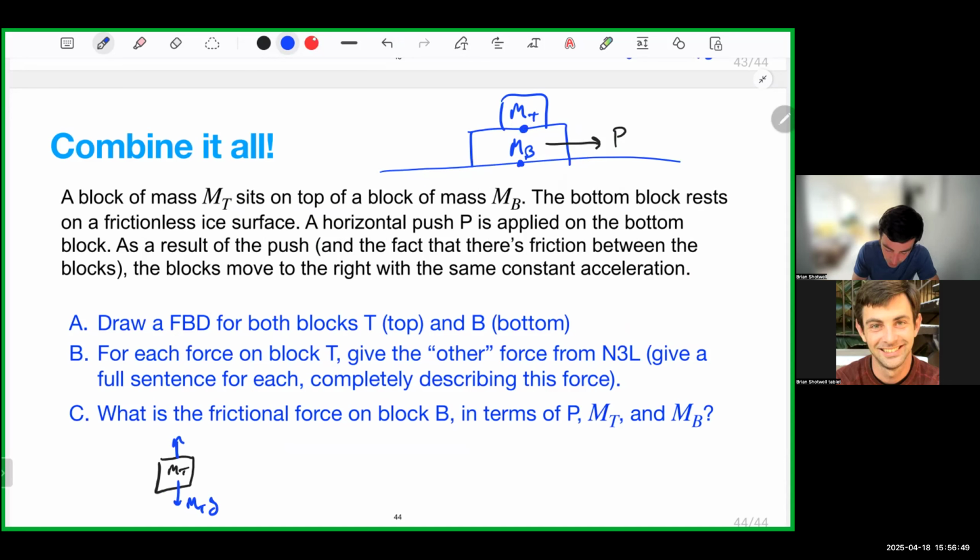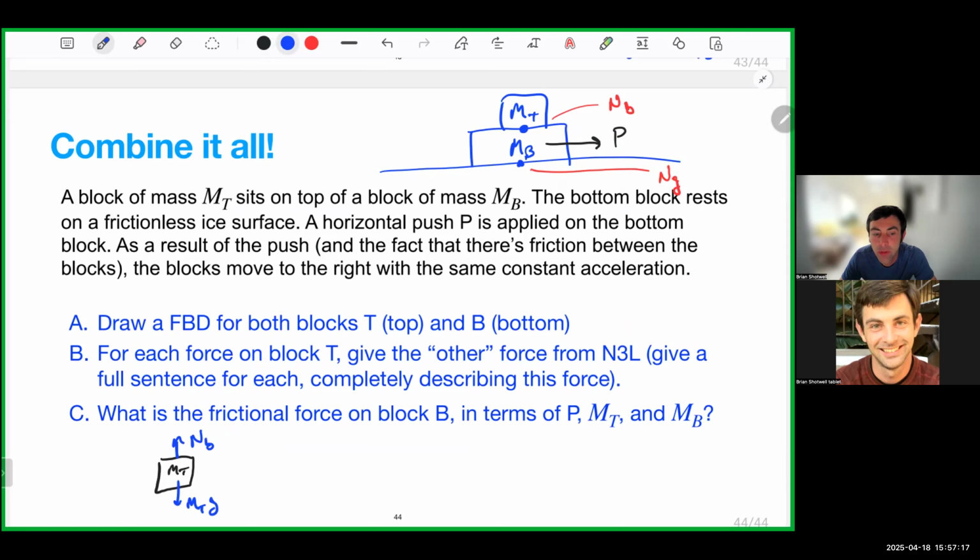So let's decide on a label for each of these two. We'll call this N from the ground, and we'll call this NB for the normal force between the two blocks. So NB, the B stands for blocks, and the G stands for ground. The thing that's supporting MT here is the normal force between the blocks, and in particular, it's from the bottom block on the top block.